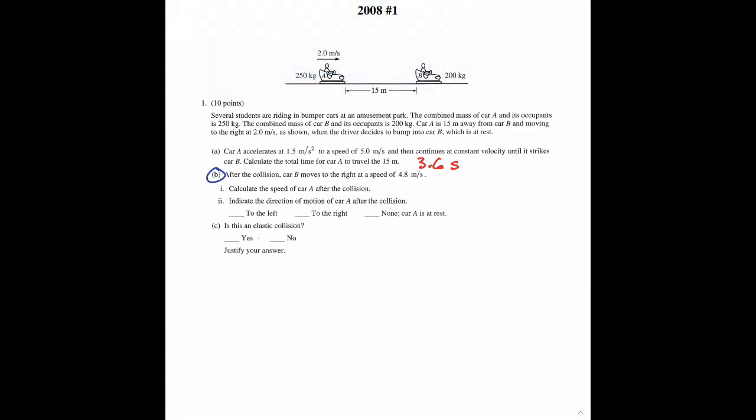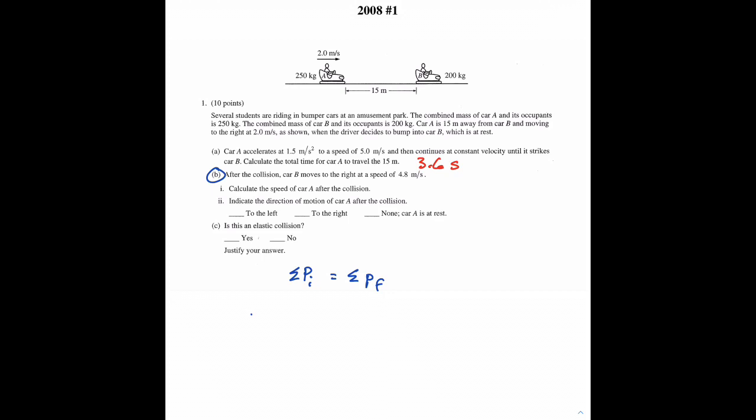Let's figure out the answer to part B. This is the part that's related to the law of conservation of momentum. So this is a two-body collision, and if momentum is conserved, that means the total initial momentum equals the total final momentum.